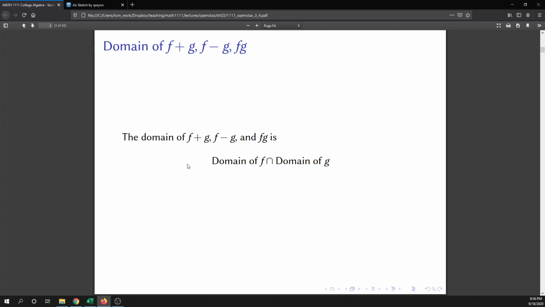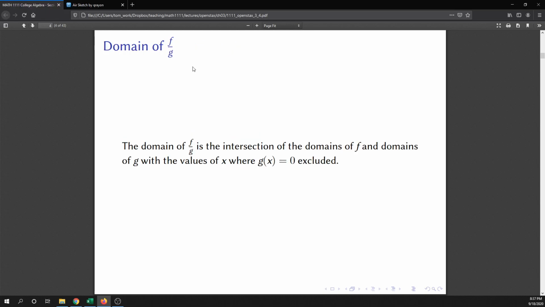We do need to talk about what the domains of these are: f plus g, f minus g, f times g. And here you'll see this upside down U looking symbol. That just stands for intersection. Okay, which basically just means it's what's common. F has its domain and g has its domain. So the domain of f plus g, f minus g, and f times g will be all of the numbers that are common to both f and g, the domain of f and the domain of g. Okay. All right.